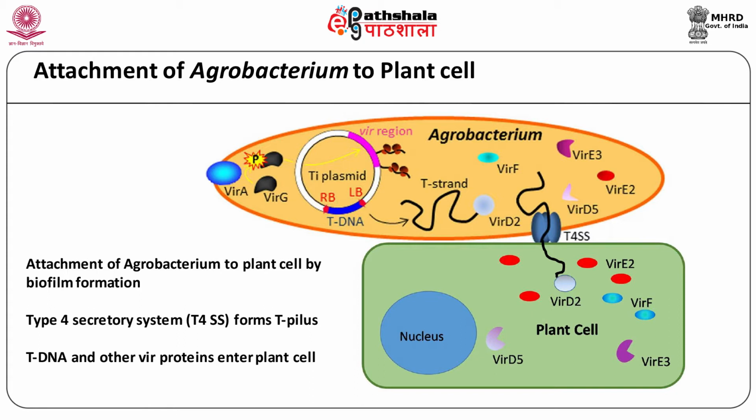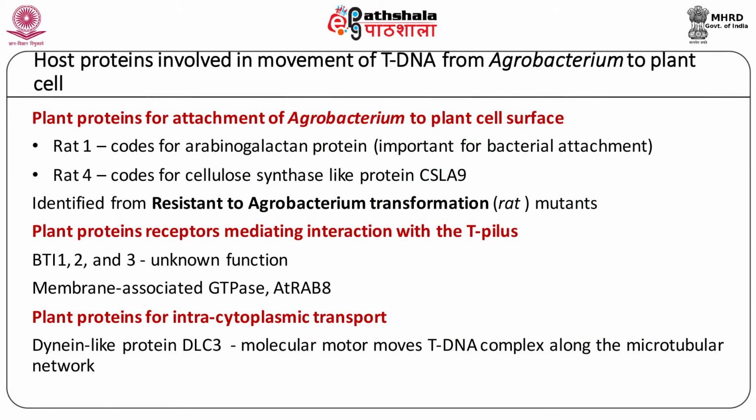The initial attachment of bacterium to plant cell is consolidated via the synthesis of bacterial exocellular glucans, leading to biofilm formation. Some plant genes coding for glycoproteins and a cellulose synthase, when mutated, led to resistance to Agrobacterium transformation. These rat mutants suggest the significance of plant proteins in the initial attachment of bacterium to plant cell. Some more proteins present in the plant cell membranes are also required for this attachment, but their function is not known.